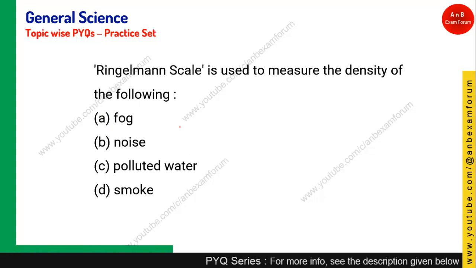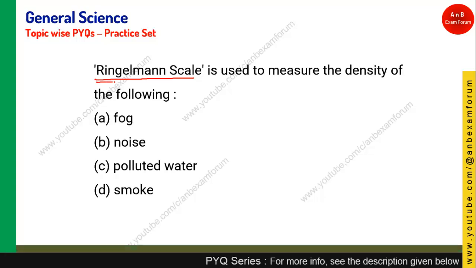Ringelmann scale is used to measure the density of the following. Okay, so Ringelmann scale. There are many scales which are used to measure physical quantities, and this scale, remember, is used to find the density of the smoke. Okay, so Ringelmann is used to find the density of the smoke.